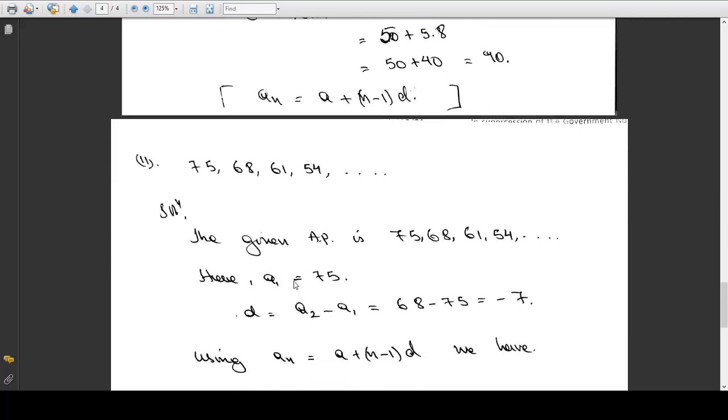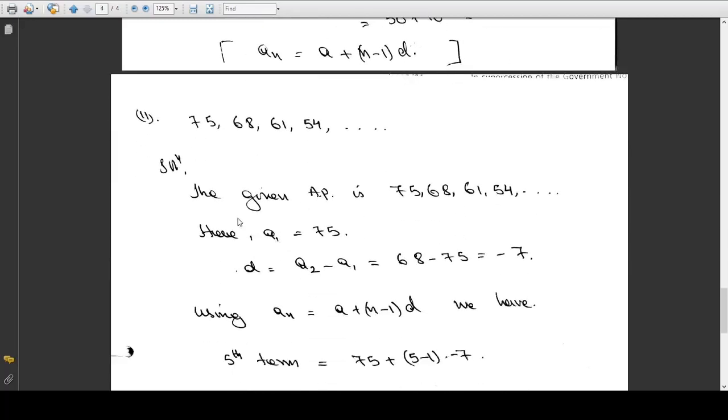Now with number 2, here I'll be using this formula. The given AP is this one: 75, 68, 61, 54. Here the first term is 75. Now d is how much? The difference between any two terms. 68 minus 75, it is minus 7. Because 75 is greater, you will get minus 7.